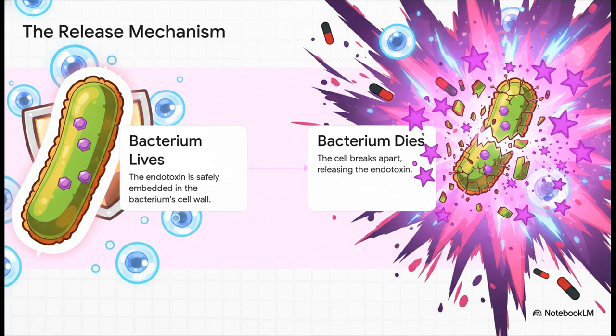And you can see how that trigger works right here. In step 1, the bacterium is just minding its own business, alive and well, and that endotoxin is totally locked away, completely harmless. But then in step 2, whether our immune system kills it or an antibiotic does the job, the bacterium shatters, and boom, it floods our system with that toxic LPS.